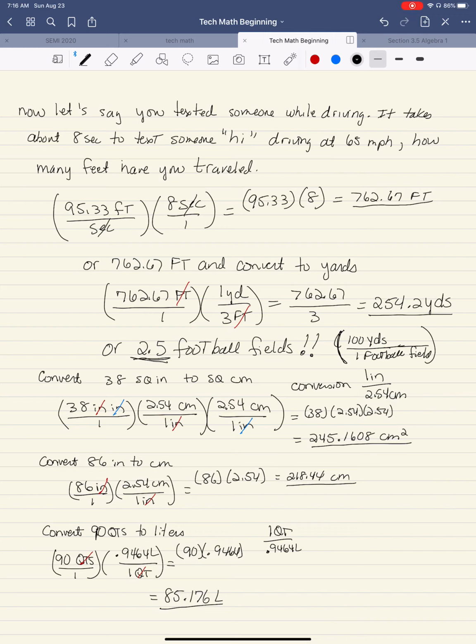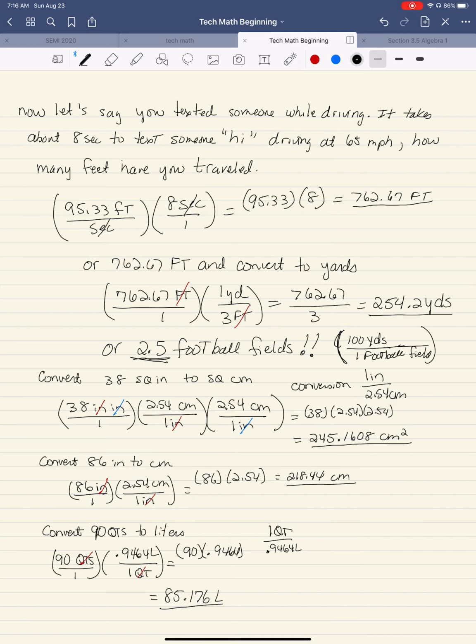Convert 38 square inches to square centimeters. The conversion for square inches to square centimeters: 1 inch is 2.54 centimeters. So what I'm going to do is just spread this out twice. Square inches would be inches times inches. So I have 38 inches times inches over 1. The conversion factor, again, I need my inches to cancel, so I have to turn that the other way. So 2.54 centimeters per inch.